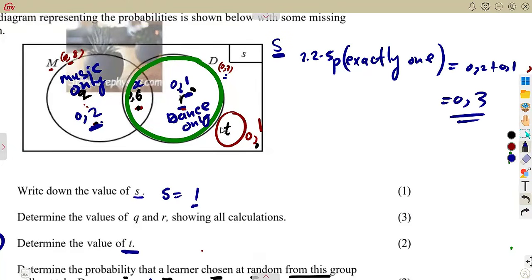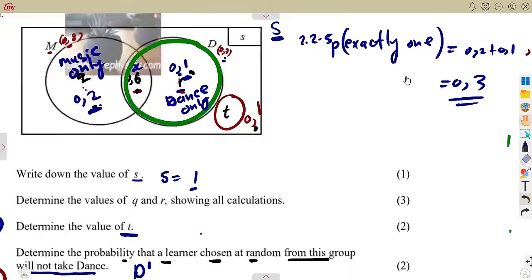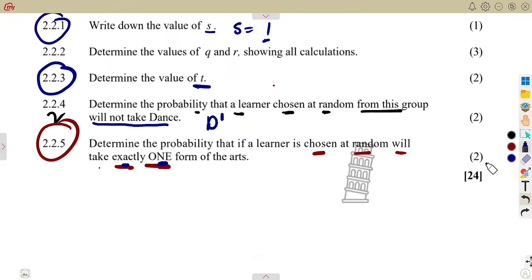Not at least. This is not an at least question. This is exactly where we have only one type of art. All right. So that was our probability. Let's check another part.